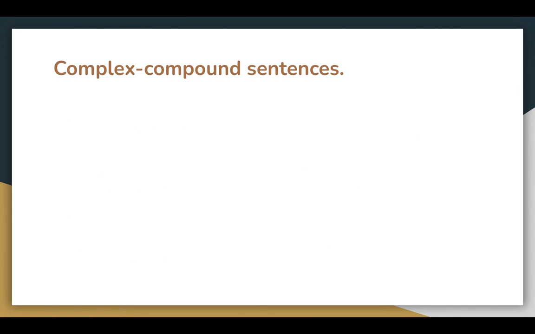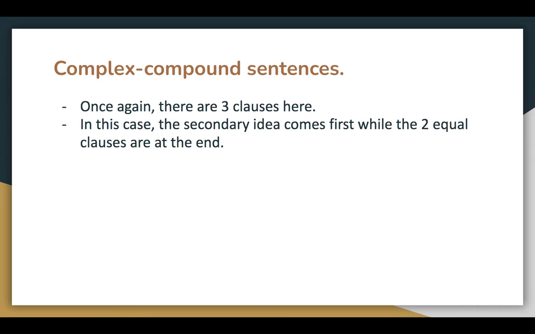Okay, pushing on. Third and final new structure for this lesson is complex compound sentences. So again, you can predict there's going to be three clauses linked here. The main difference is we've switched the order. So we put that subordinate or less important idea at the beginning of the sentence. It'll start with a subordinate conjunction, then you'll have subject one and our verb, then there'll be a comma. That'll then link into the compound structure, which will have two equal ideas. So once again, we're looking at three clauses here. In this case, the secondary idea comes first, while the two equal clauses are at the tail end of the entire structure.